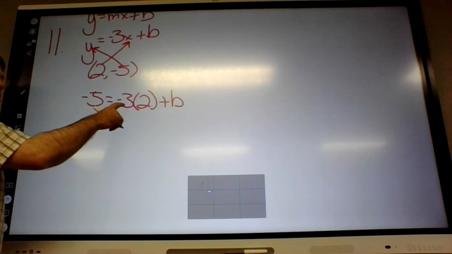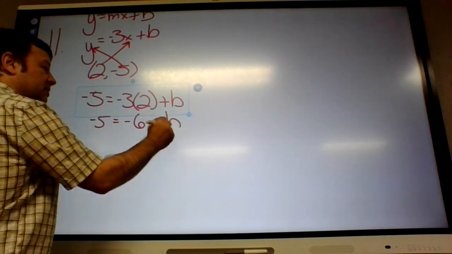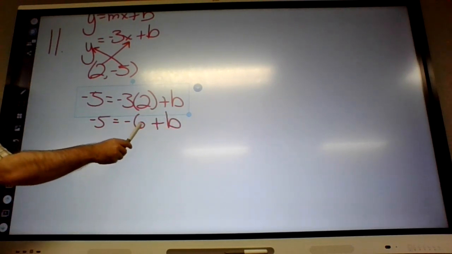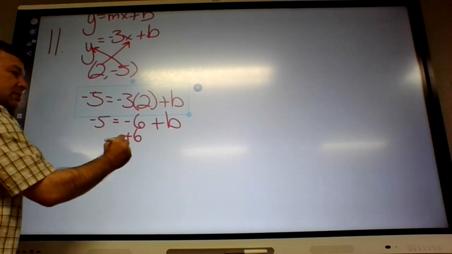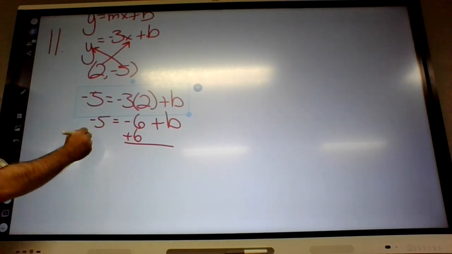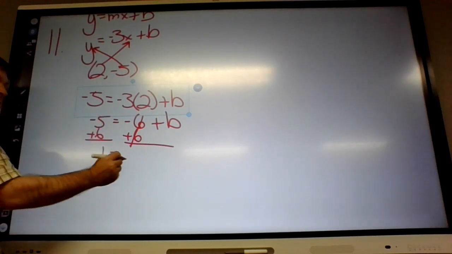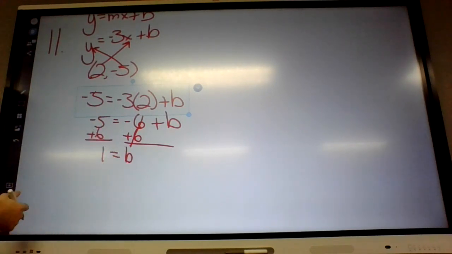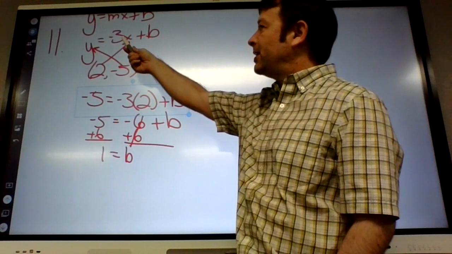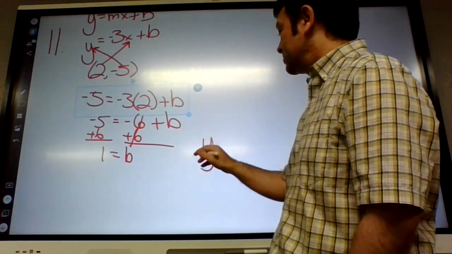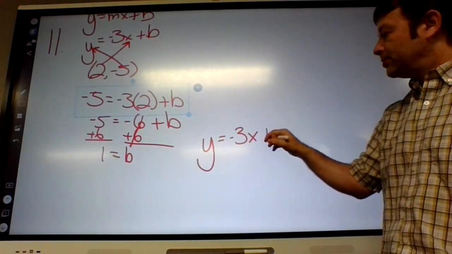So the first thing you would do is what's -3 times 2? -6. Okay, and then how do we solve for b? How do I get rid of a -6? That's it. Add a +6. The opposite of adding -6 is adding +6. So that will get rid of that. I get +1 equals b. That's not exactly the answer. It's just part of the answer. The answer is going to be the equation that I had written at the beginning. Y equals -3x. But now instead of putting plus b, we're going to put the b value in there. +1.